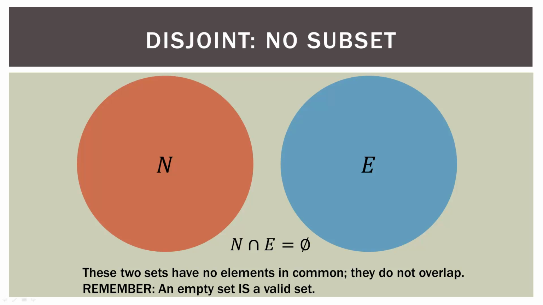So you might get a question that says, and here's the diagram, and they go, well, what is N intersect E? And the answer isn't 0. The answer is not, does not exist. The answer is not whatever. The answer is empty. N intersect E is empty. It's an empty set.